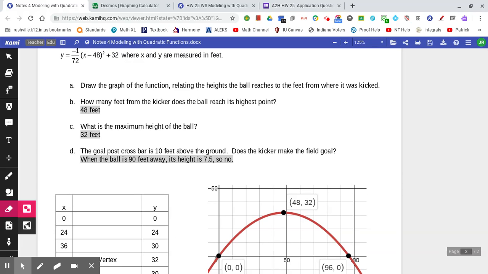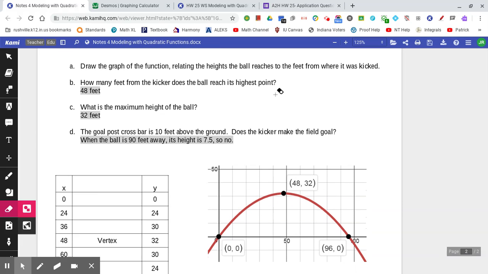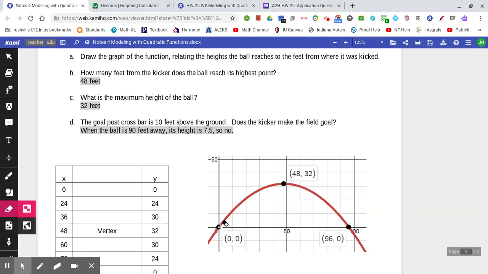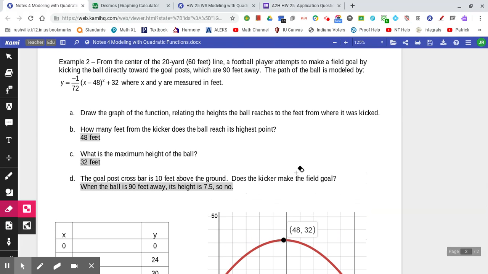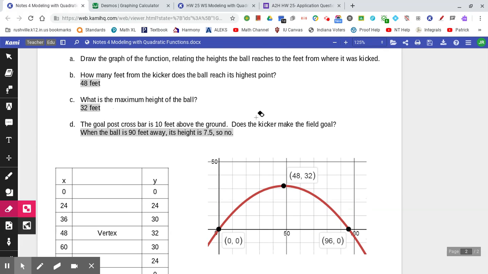So then, coming up and answering these questions, how many feet from the kicker does the ball reach its max or reach its highest point? So the ball was being kicked right here at time 0. Highest point's the vertex. It said how many feet from the kicker. And so that is going to be that x-coordinate because here it says relating the height of the ball to the feet from where it was kicked. So in this case, the x-axis is representing how far away it is from the kicker, and the y-axis representing the height of the ball. So this one was 48. It was asking for that x of the vertex. What is the maximum height of the ball? Well, that's 32. And then here's an interesting question.